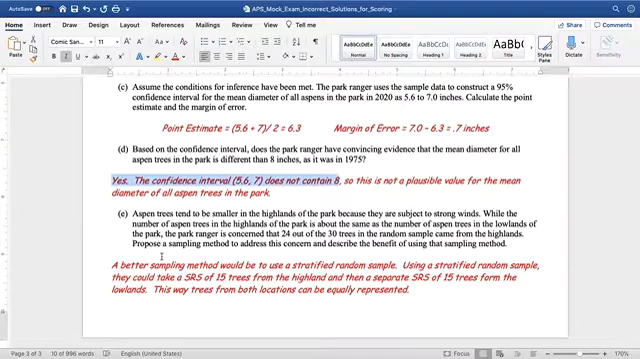Aspen trees tend to be smaller in the highlands of the park because they're subject to strong winds, while the number of aspen trees in the highlands of the park is about the same as the number of aspen trees in the lowlands of the park. The park ranger's concerned that 24 out of the 30 trees came from the highlands. So fine, propose a sampling method that will address this concern. But then you have to describe the benefit of using this sampling method.